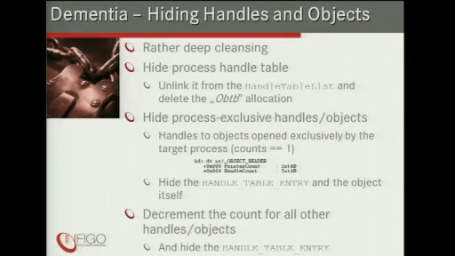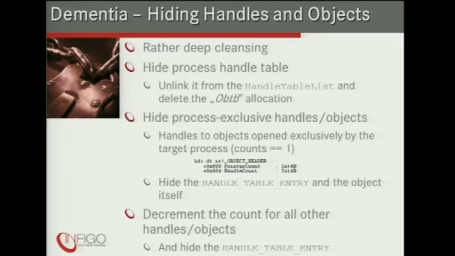While the thread hiding was simple, hiding handles and objects is definitely not, and I think Dementia does a good job here. I first delete the process handle table. I completely remove the OBTB allocation, and I also unlink the table from the handle table list. I then traverse the process handle table and see whether there are any handles that are opened exclusively by the target process. I do this by checking these two counts in the object header.